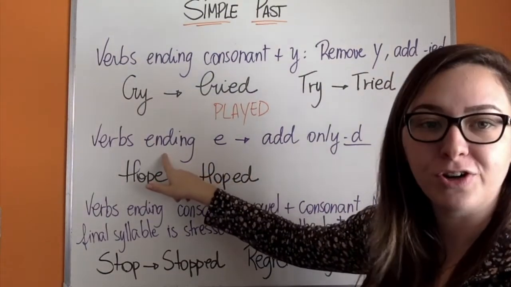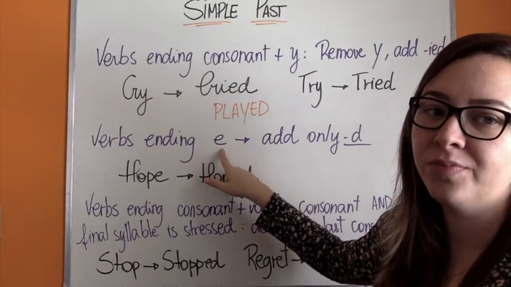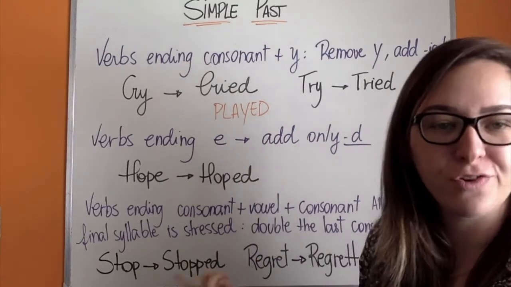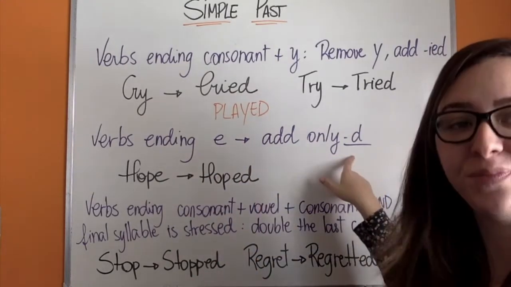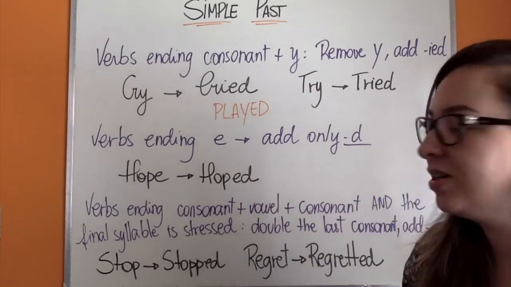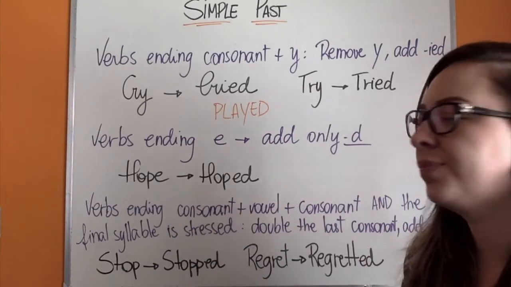If you have a verb ending in e, you don't add another e before the d. You just add the d. Add only d. For example, hope, hoped.